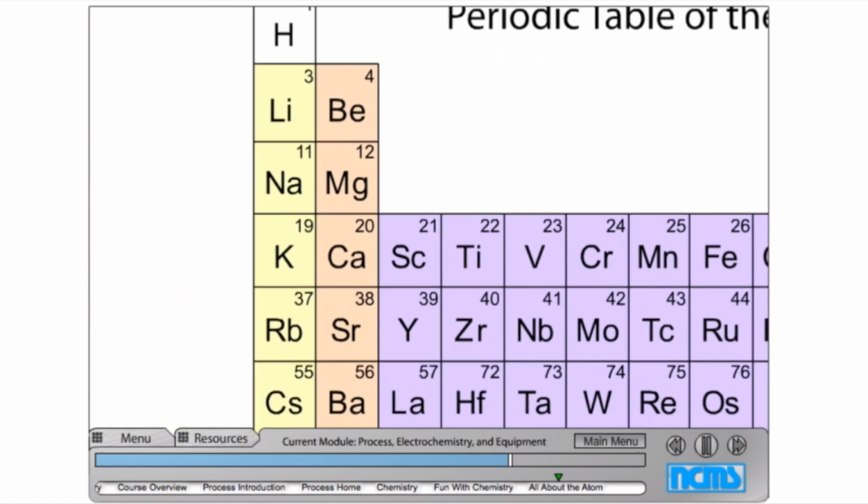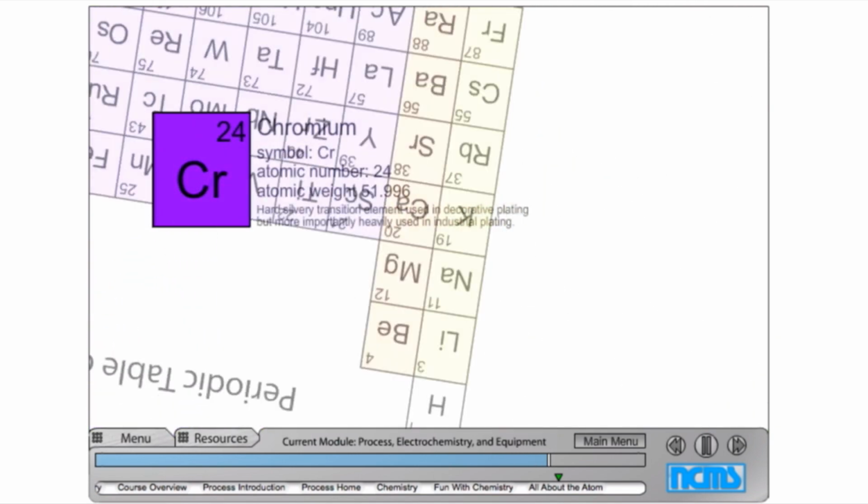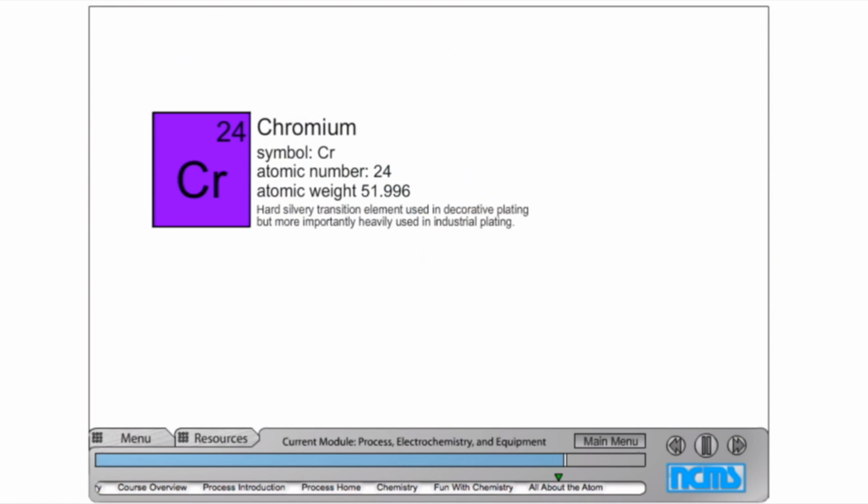This is chromium over here, with 24 each of protons and electrons, living in the transition metals section of the periodic table of elements with all its family and friends. But atoms can lose, gain, or swap electrons, and that's when things get really interesting.